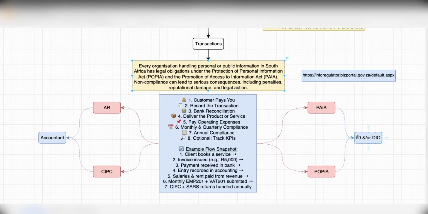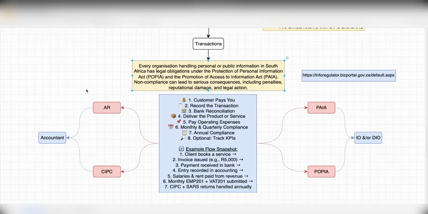The assumption here, based on what I've read, is that if you're not appointing someone, by default you as a director become the IO. Therefore, you have the responsibility of ensuring that if you are handling personal or public information, you are compliant, and that is done through these PIA and POPIA. So that's how we flow down to this.